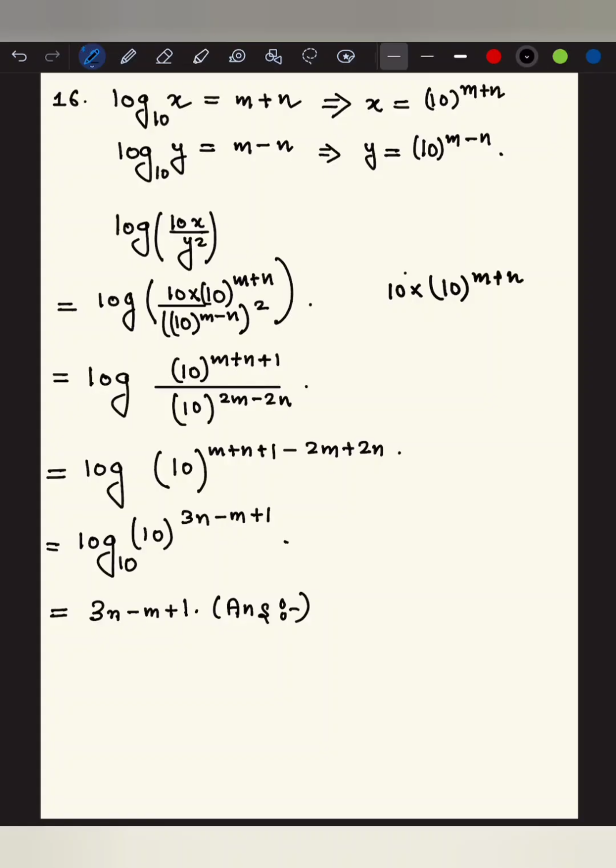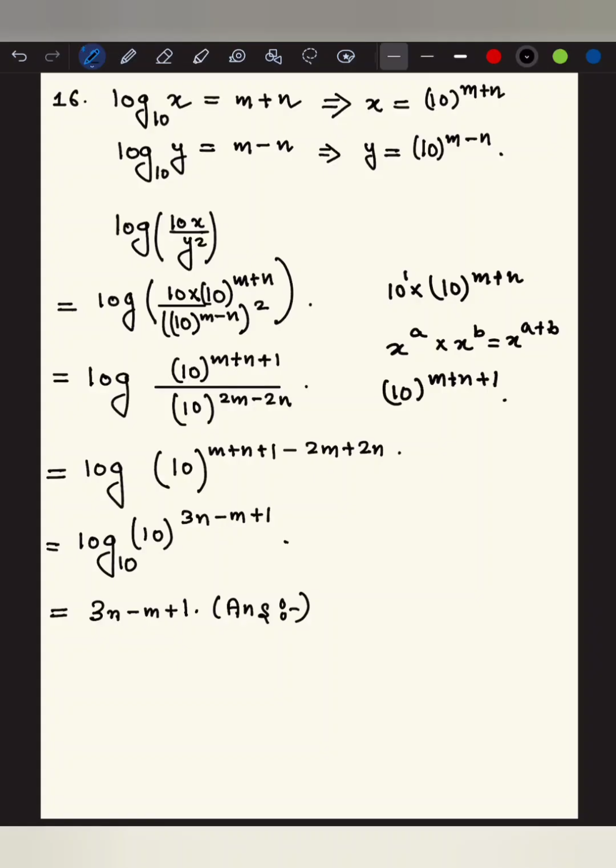This 10 is nothing but 10 to the power 1. So we know that x to the power a into x to the power b equals x to the power a plus b. Similarly, 10 to the power 1 into 10 to the power m plus n will be 10 to the power m plus n plus 1. That is what I have written here. Again, 10 to the power m minus n whole square means this 2 will be multiplied by m minus n, so it will be 10 to the power 2m minus 2n.